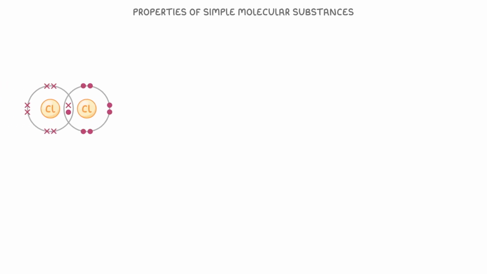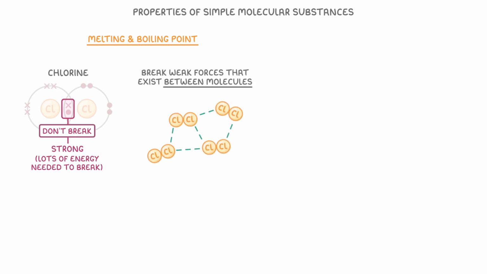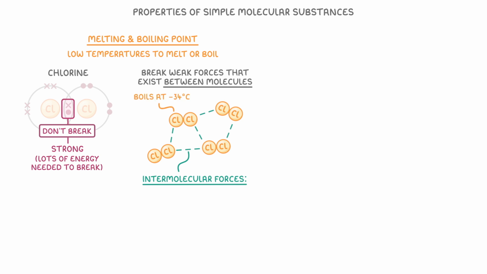Now, the first thing to know is that covalent bonds are really strong, which means that a lot of energy is going to be needed to break apart any atoms that are covalently bonded to each other. So if we consider a simple molecular substance like chlorine, the atoms within each molecule will be strongly bonded together. However, in order to melt or boil chlorine, we actually don't break these strong covalent bonds. Instead, we only need to break the weak forces that exist between different molecules, which we call intermolecular forces. Because of this, we only need very low temperatures to melt or boil simple molecular substances. For example, chlorine boils at -34 degrees Celsius.